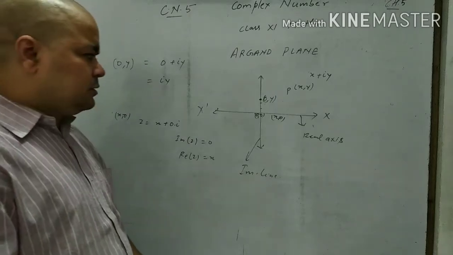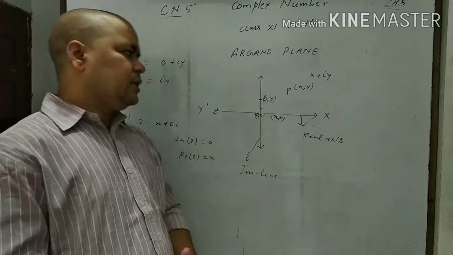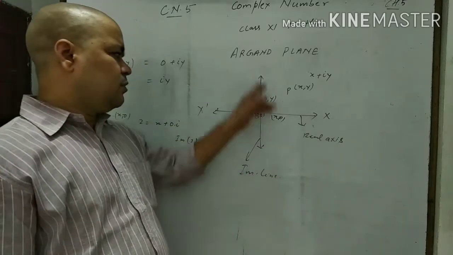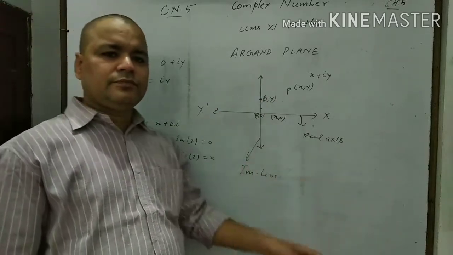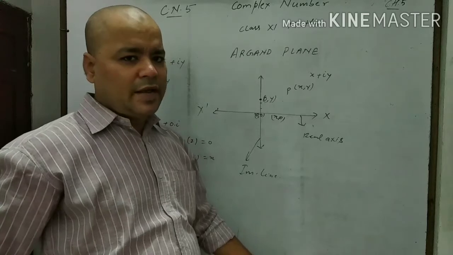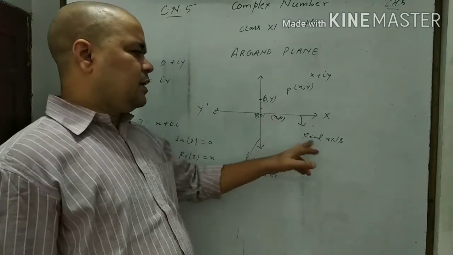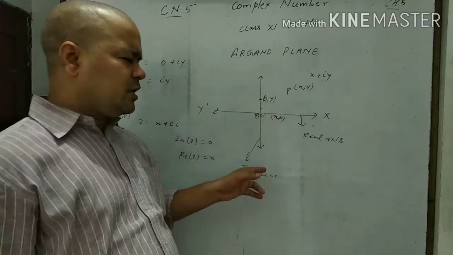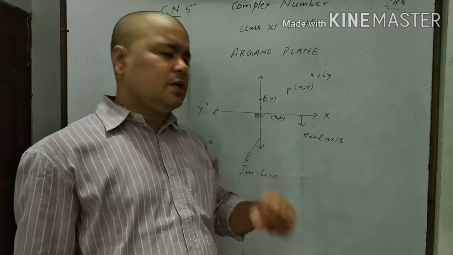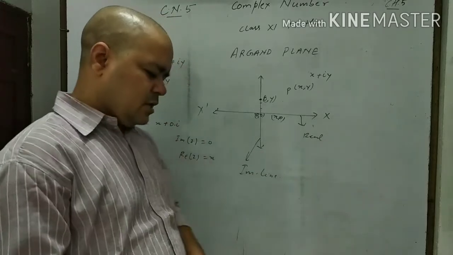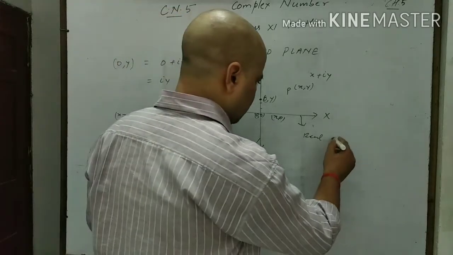In the Argand plane, the horizontal line represents the real axis and the vertical line represents the imaginary line. Okay, real line, imaginary line. Real axis, imaginary axis, we can say, or imaginary line simply we have taken. Here, in place of real axis, we can write real line.